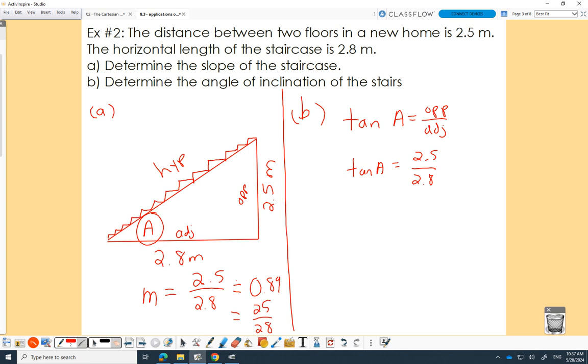Someone did tan of A, and they got this answer. And they're like, so what do I do? I'm like, well, you're going to have to undo tan. And they're like, how do I do that? And what would you say to them? How do you undo tan? Aloe, right, is the answer. No.